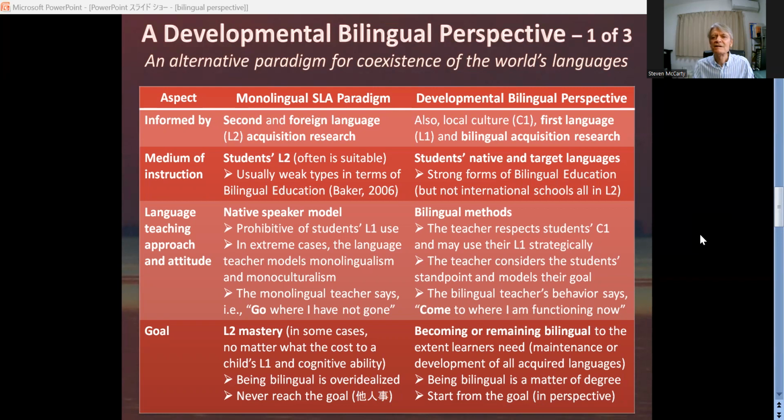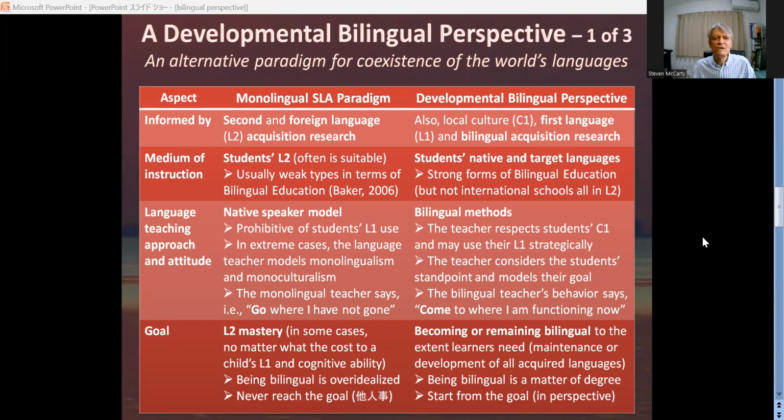Then there is bilingual acquisition research on the so-called simultaneous bilingualism from age 0 or from infancy. Also, the medium of instruction is a big issue, especially in bilingual education. In the SLA approach, you're using the students' L2, their second language, which is suitable at times. I am all for English medium instruction, where it is wanted.